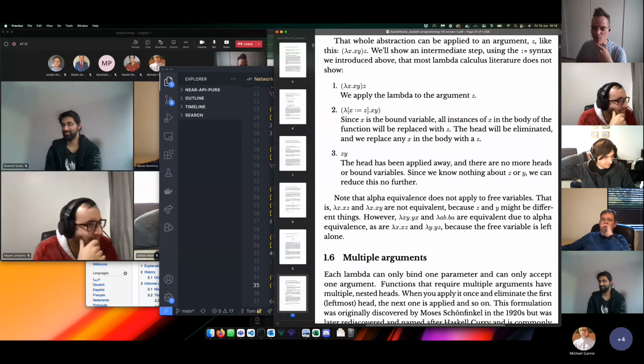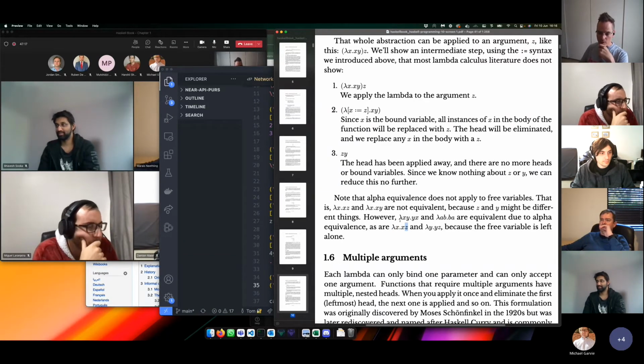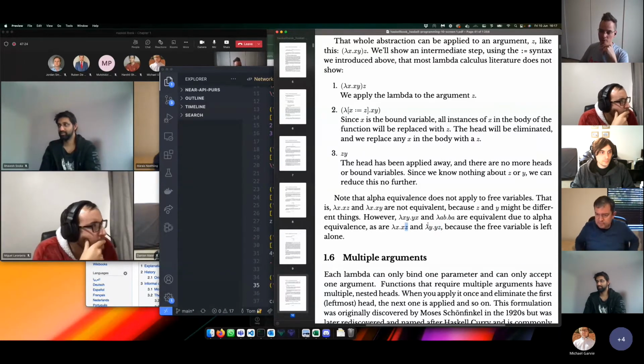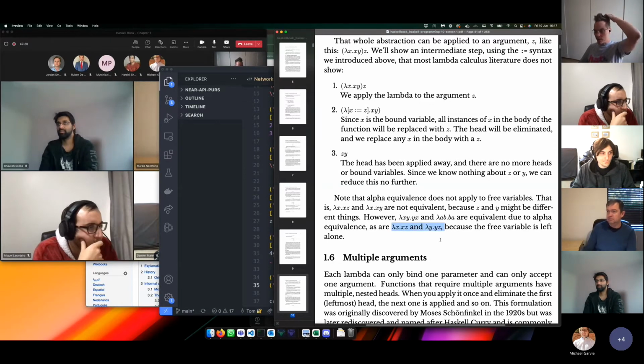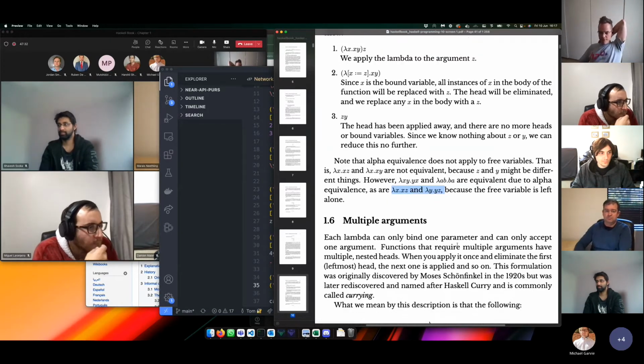But yeah, I think this is what we just talked about. In λx.xz, z is a free variable in this context, and in λy.yz, it's the same z, assuming the same context, because the free variable is left alone. And so they are alpha equivalent. Okay, awesome, good.